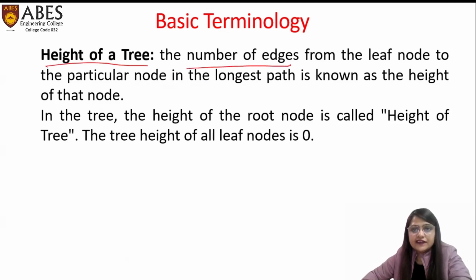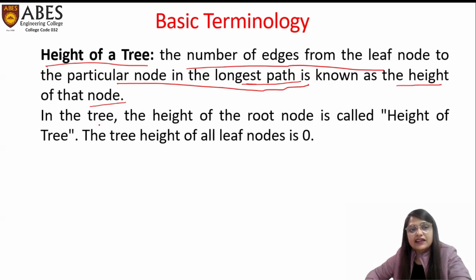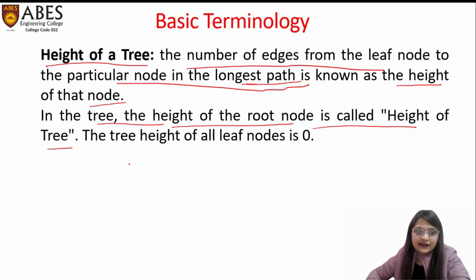The number of edges from the leaf node to the particular node in the longest path. The important thing is that the longest path is known as the height of the node. And the maximum count which is present at the root node will represent the height of the tree. Let us consider an example.